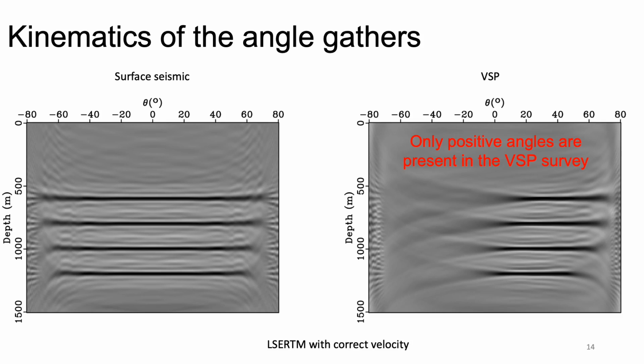We then transform the subsurface offset common image gathers into angle domain common image gathers using slant stack. Since the migration velocity model is correct, the events in the angle gathers are flat for both the surface seismic survey and the VSP survey. However, only positive angles are present in the VSP survey. This is because the subsurface image points are on the left-hand side of the receiver line in the VSP survey.